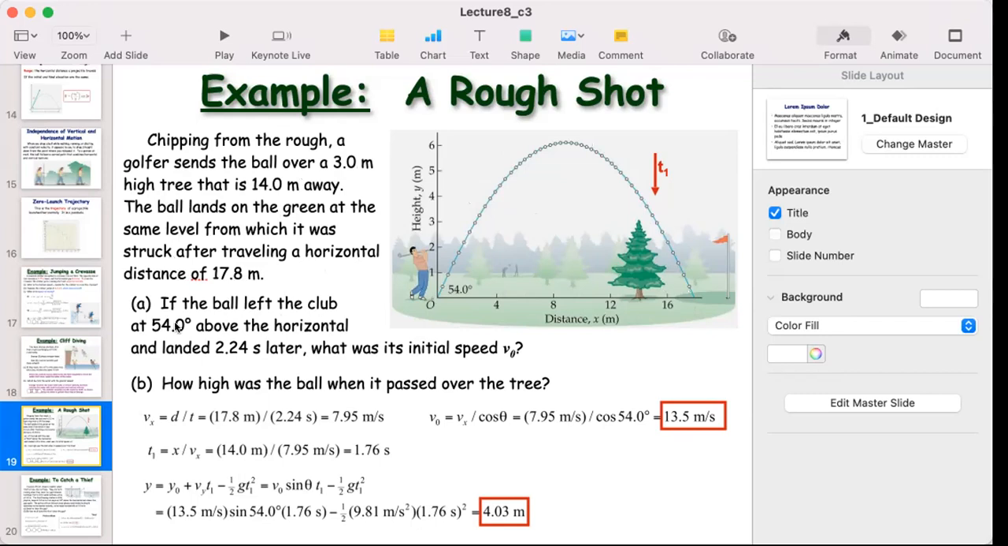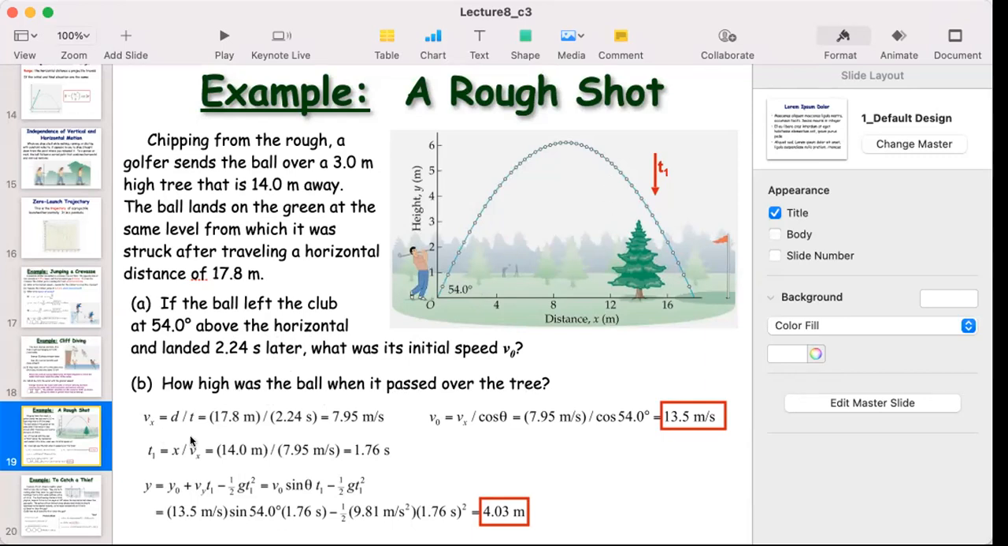If the ball left the club at 54 degrees above the horizontal, this is the horizontal, and this is 54, and landed 2.24 seconds later, so the time from here to here is 2.24 seconds. What is its initial speed, V0? And then how high was the ball when it passed over the tree?